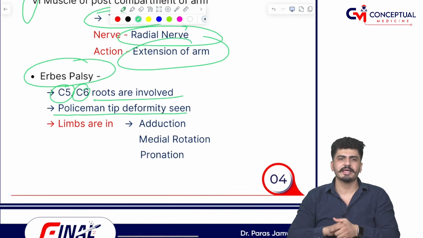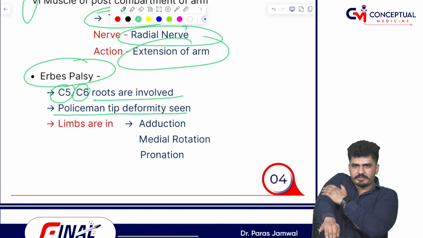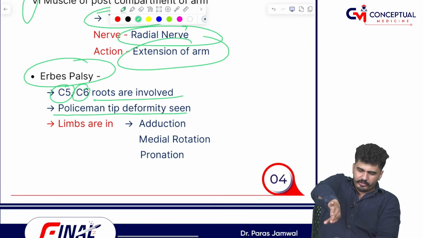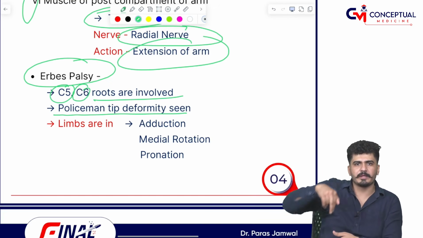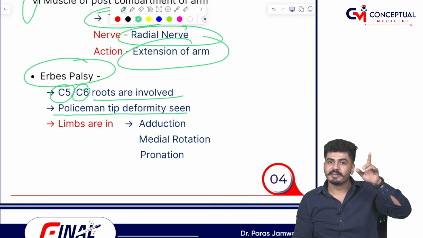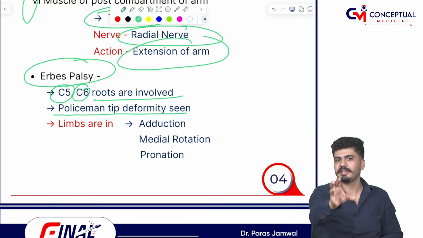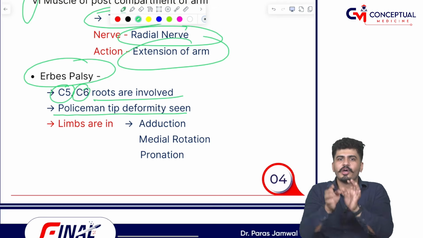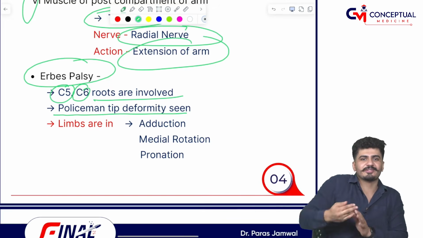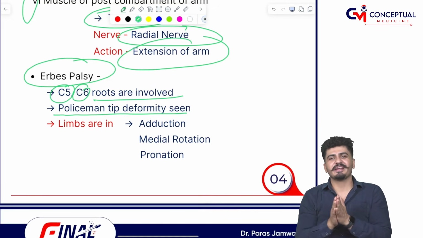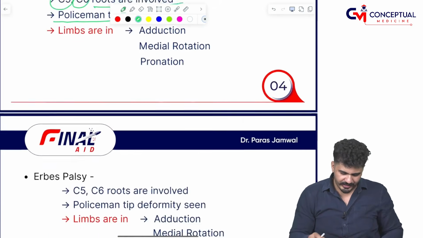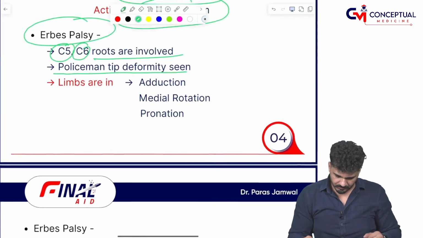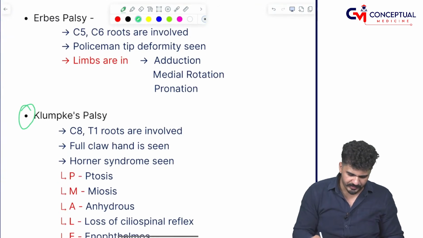How is this deformity? There will be adduction. That means your hand will be like this, medially rotated and pronated like this. This is called policeman tip deformity, because in Arab countries, policemen cannot take money like this. ऐसे दे दो. So they do their hand like this. So this is your mnemonic to remember. Nothing personal about any country. Done. Chalo, let's talk about Erb's palsy. Erb's palsy is done.